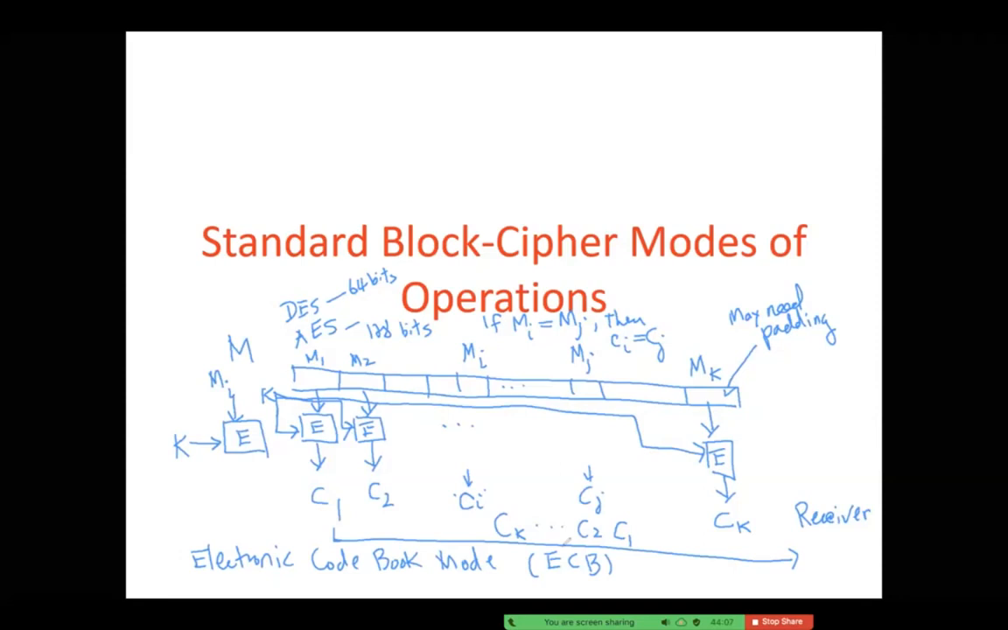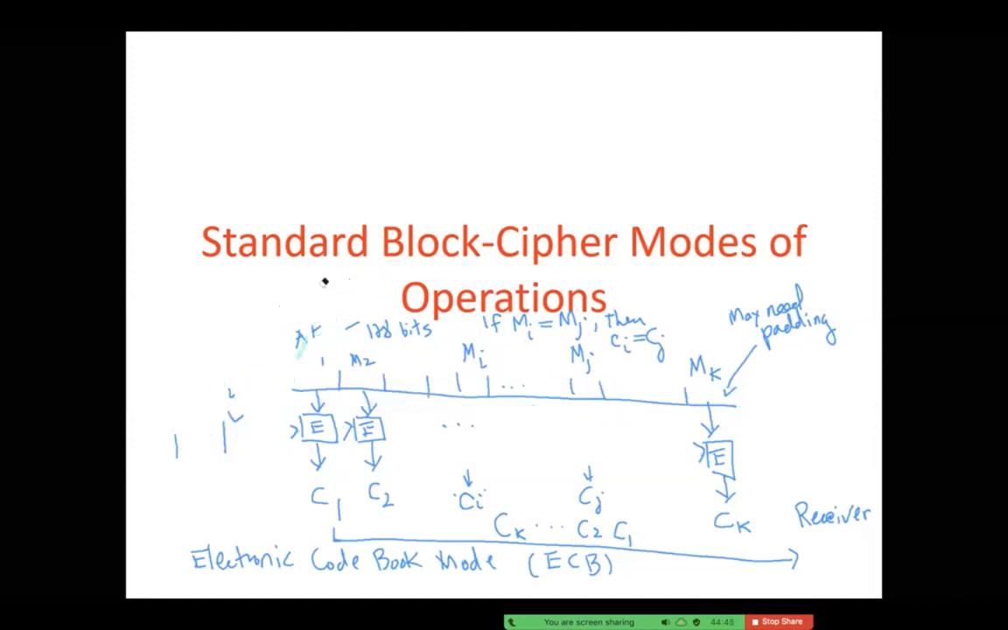So we know ECB is straightforward, but it is not that good, because if there are two or more blocks that are identical in the original message, then the ciphertext blocks will also be the same. So that infers the structure of the original text. So how do we fix it? Let me remove this and move on to the next slide.